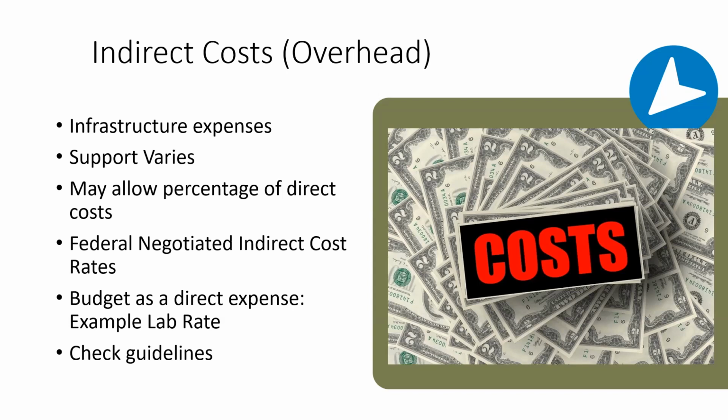You can also do a lab rate. Sometimes organizations will put together all of the expenses they have and come up with it costs us X dollars an hour to run, to be open for all of our staff, our overhead, all of that. And that is called a lab rate. And I'll show you an example of that we used at WSU. And finally, just a reminder, check the guidelines. I can't emphasize that enough. Check the guidelines.